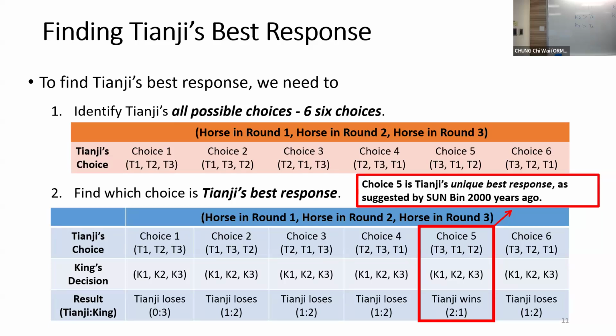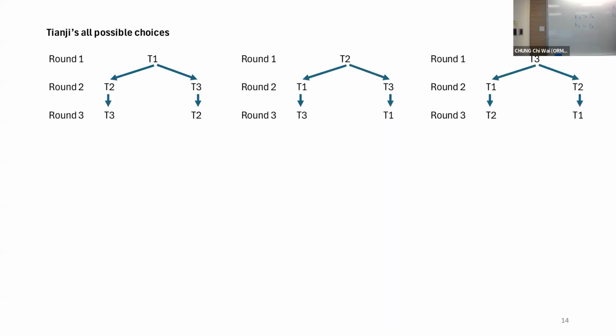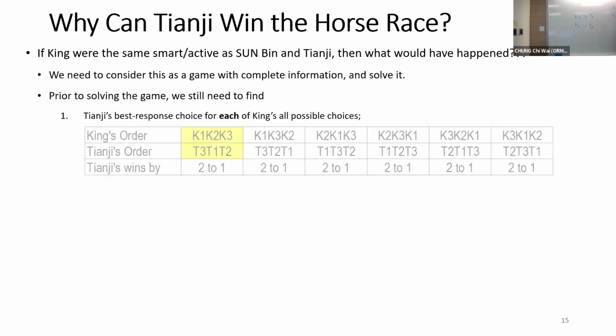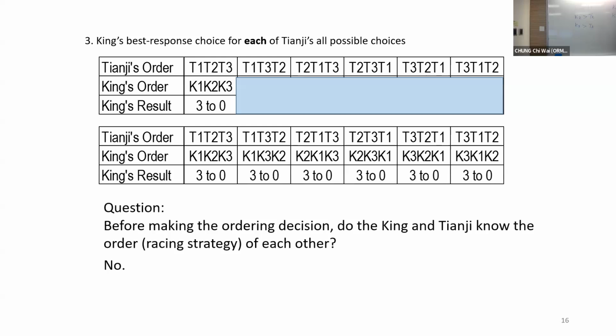If the K picks and uses this strategy, P3, P1, P2, and the K will change the strategy: K3, K1, K2. But obviously, the finite regress occurs. So the question is how to break the regress. Before making the ordering decision, you can take it and then we know the order of each other.